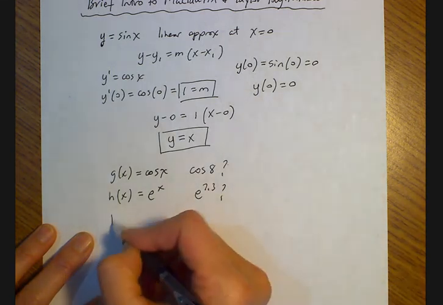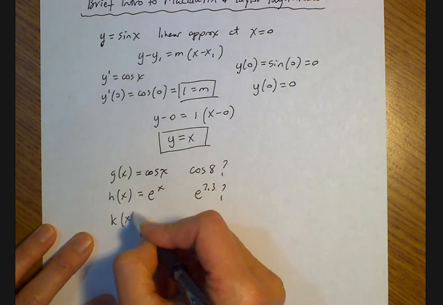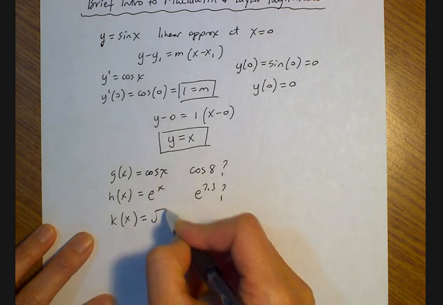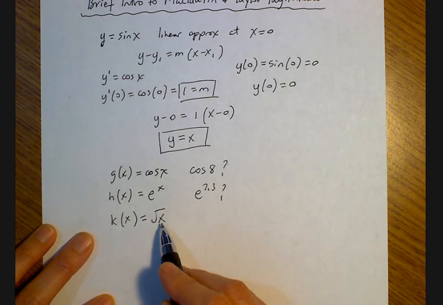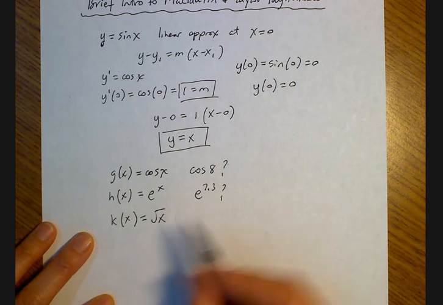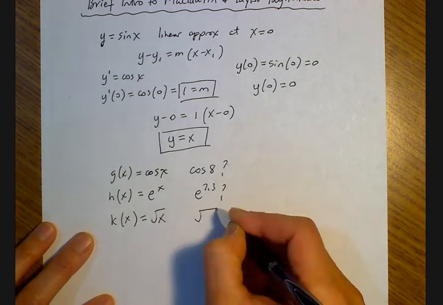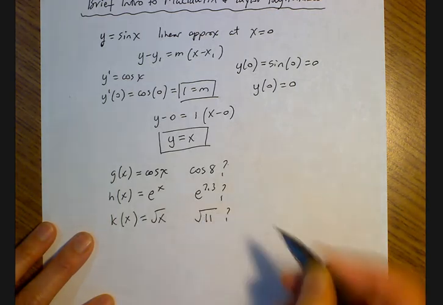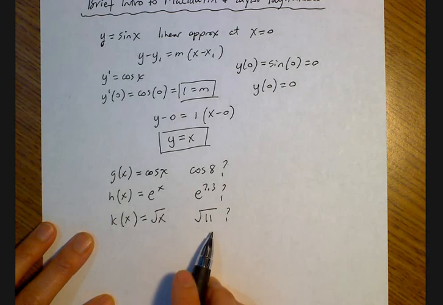And then one last one, if you had k of x is equal to the square root of x, if they were perfect squares, for example, square root of 1, square root of 4, square root of 9, those would come out to be nice values. But what about the square root of 11? Right? That would be difficult to calculate.